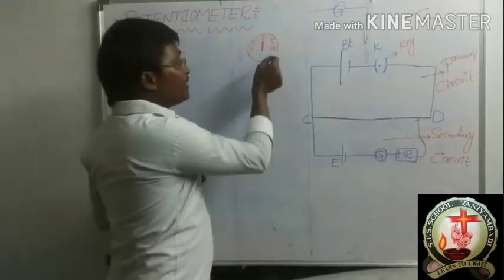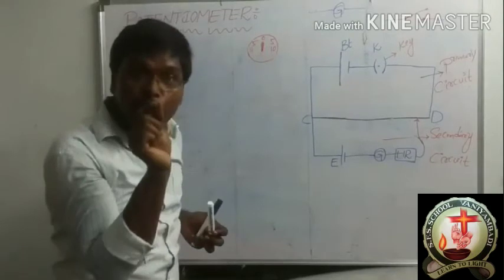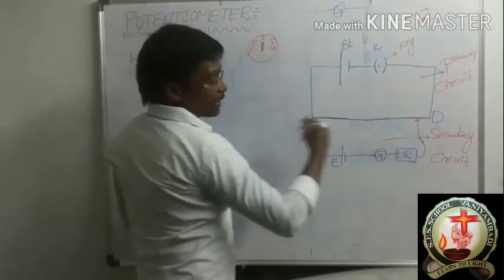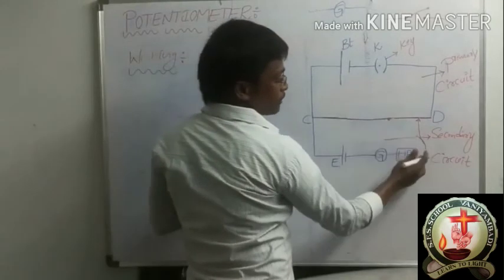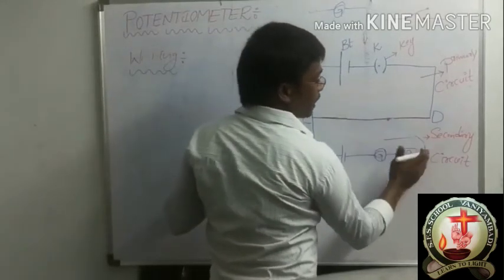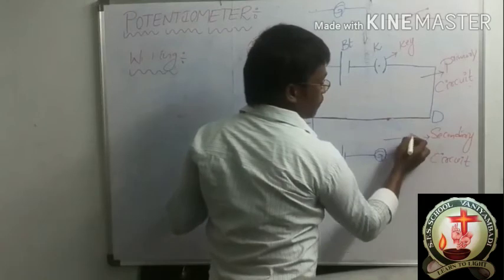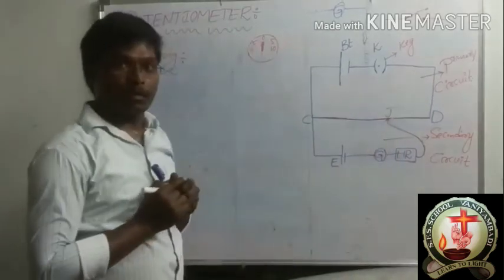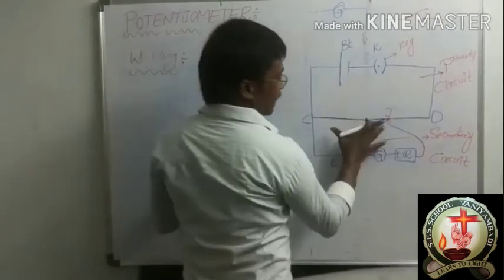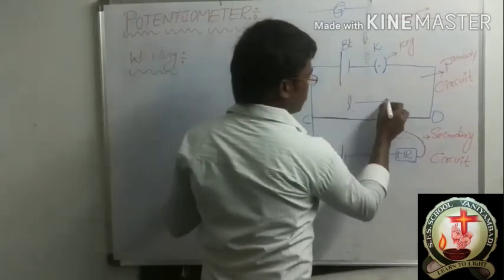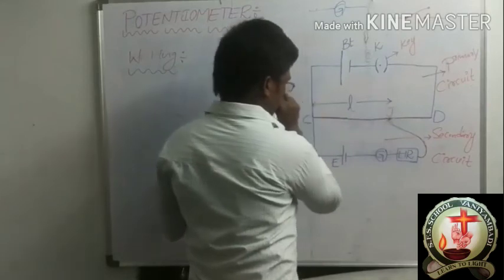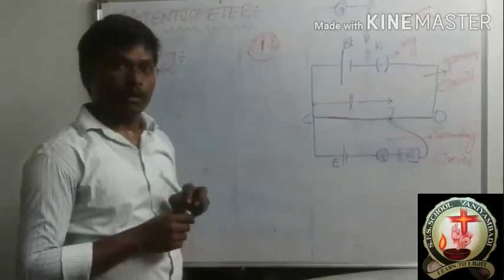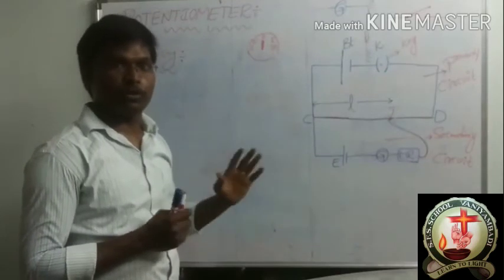When this galvanometer is showing zero deflection, when the needle has reached zero, at that particular point you can stop. So now the jockey, where we have to denote here. This is the jockey. And here you can give, this is the length L.